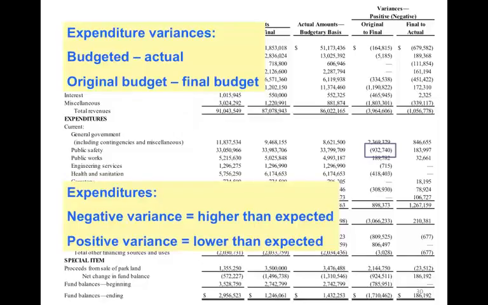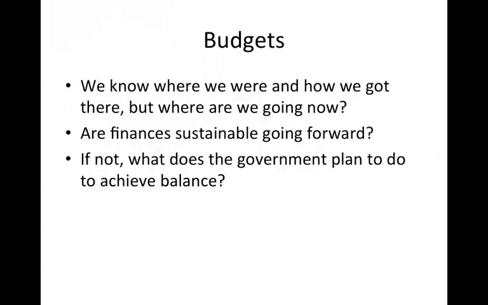Negative variances are higher than expected expenditures. Positive variances are lower than expected expenditures. So public safety, you can see, was $932,000 higher in expenditures in the final budget than in the original budget, whereas general government spending was actually $846,000 less than expected in the final budget.